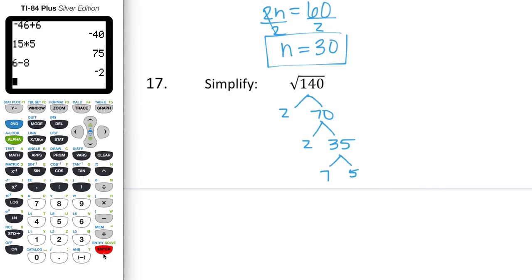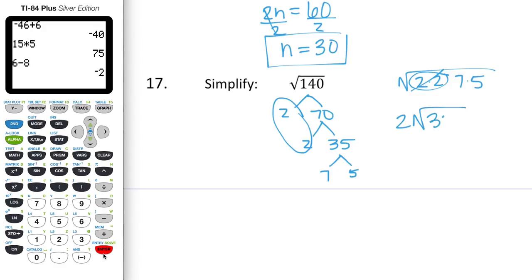Okay, we're going to circle our pairs. Then what we're going to have is 2 and 2. 7 and 5. Bring that out front, multiply what's inside, and we're going to have 2 root 35.